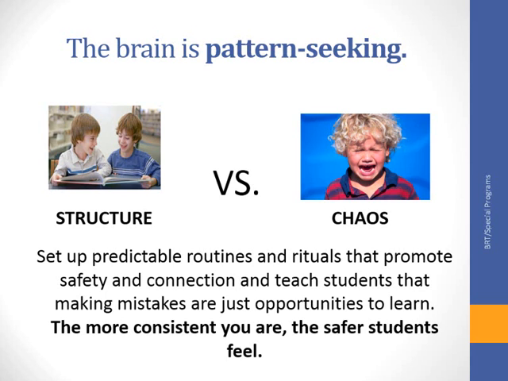What can you do to help? Setting up predictable routines and rituals that promote safety and connection, and teaching students that making mistakes are just opportunities to learn are your first steps. The more consistent you are, the safer students feel. You'll learn more about setting up your classroom for success in Module 3, and you'll learn a few extra strategies and interventions in Module 2. But the big key on this particular principle is to understand that structure makes kids feel much safer than chaos.